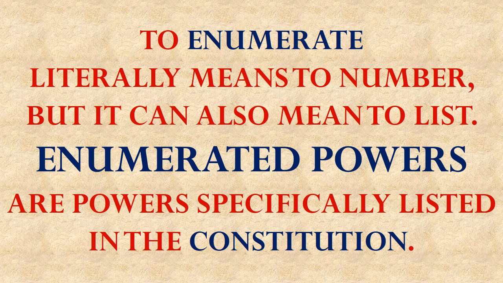To enumerate something literally means to number it, like 1, 2, 3, 4, 5. But it can also mean to list a thing. So when we refer to enumerated powers in the Constitution, we're talking about powers that were specifically listed in the Constitution.